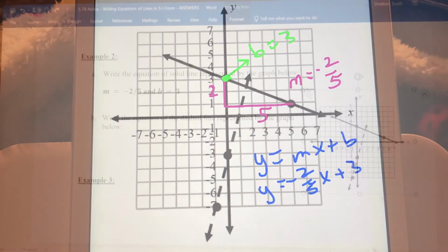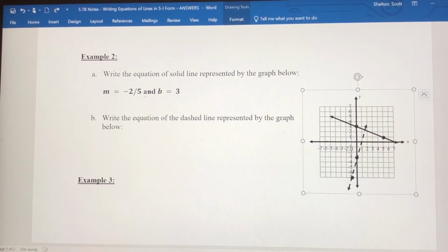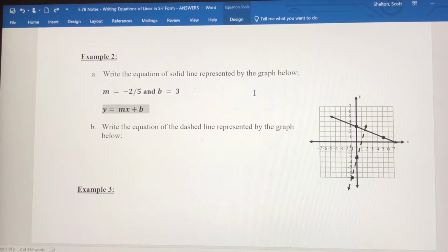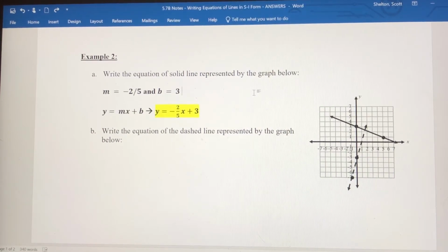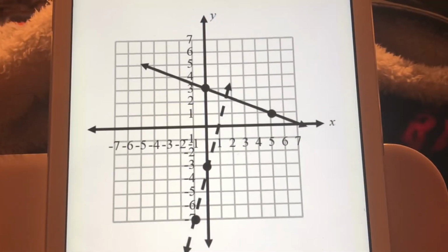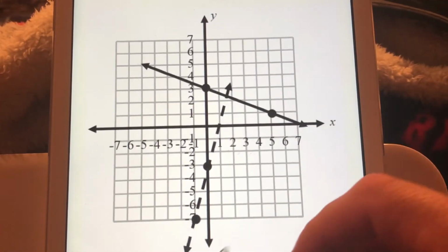Let's go back to the page real quick. So like we said with the solid line, the slope was negative 2/5. The y-intercept was 3. So my equation for part A here would have been y equals negative 2/5 x plus 3. We're going to go back to the graph and we're going to do the dashed line, and then that'll finish this up. So in the dashed line here, we're going to do the slope first.